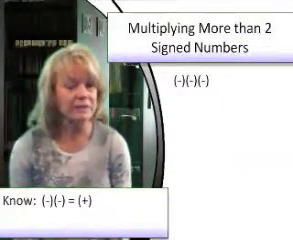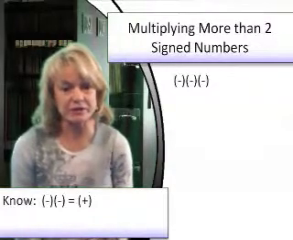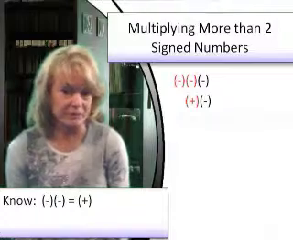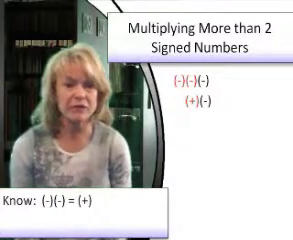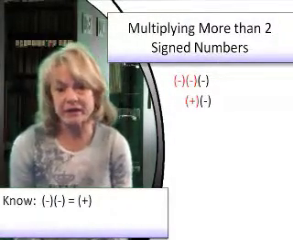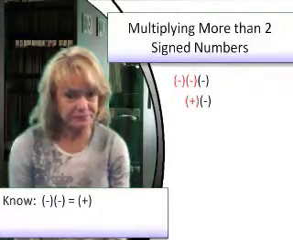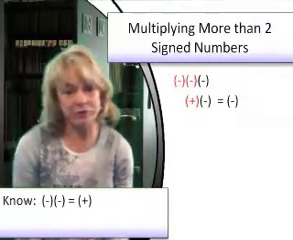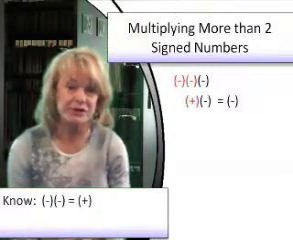Let's move on to multiplying more than just two signed numbers. Since we know the rules for multiplying two signed numbers, start with that. So replace the two negatives with a positive. Now you're back to two numbers, and we have previously discussed this result.